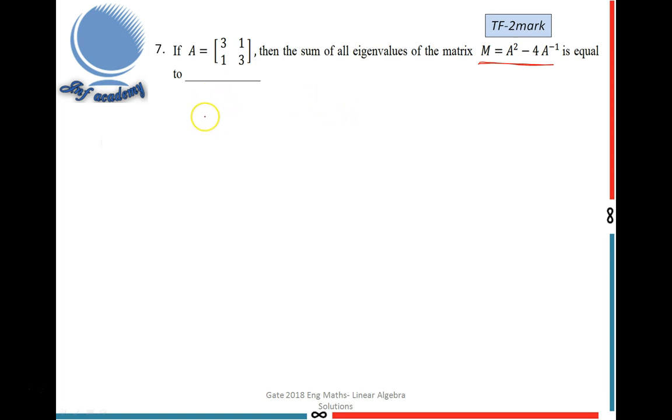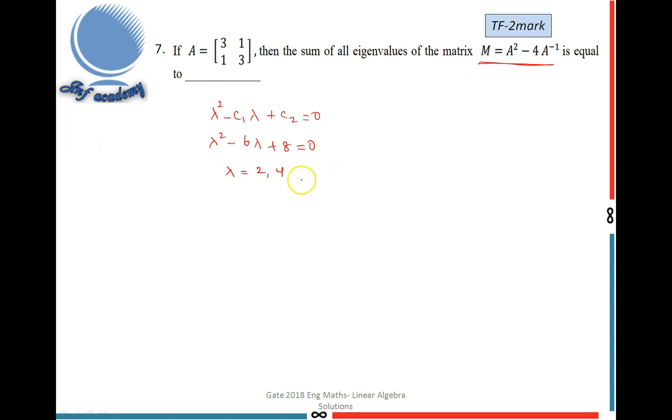Now, first I find the eigenvalues of A. How to find? First find the characteristic equation. The characteristic equation is lambda squared minus C1 lambda plus C2 equals 0, where C1 is the sum of the principal diagonal elements. So, C1 is 3 plus 3, which is 6, and C2 is the determinant of A: 3 threes are 9, 9 minus 1 is 8. Solving this quadratic equation, we get the eigenvalues 2, 4. So, the eigenvalues of A are 2, 4.